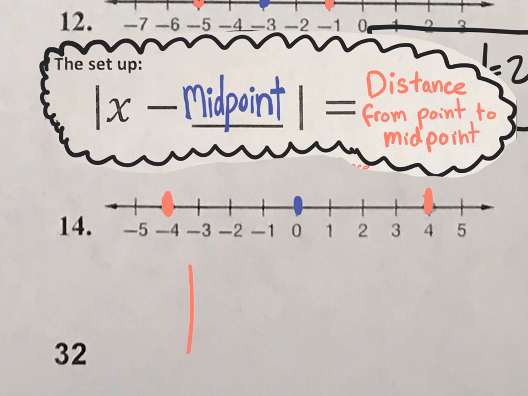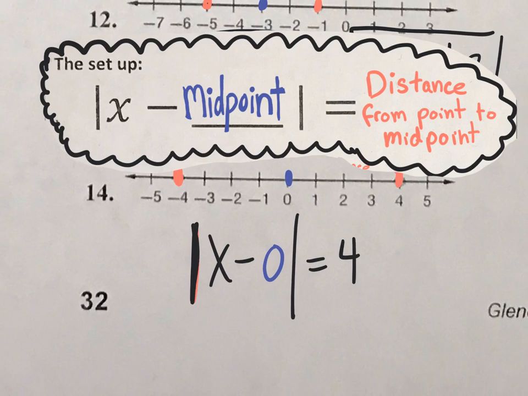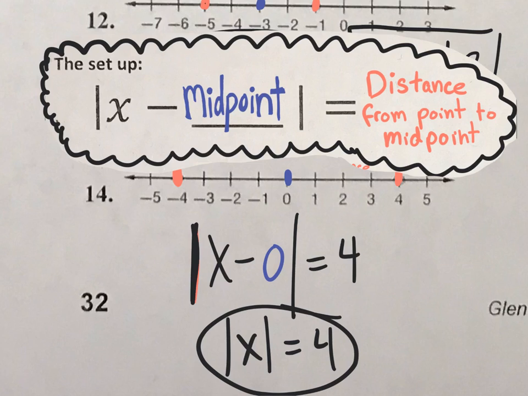X, wait, let me go black here. X minus the midpoint, which is 0, equals 4. 4 units from either this one or this one. It's still 1, 2, 3, 4 units, the distance from the point to the midpoint. And that's the answer. All you could do to make it look a little bit nicer is not write minus 0. You could just say absolute value of x equals 4. That's the best possible absolute value equation. That'll give you both answers, 4 and negative 4.